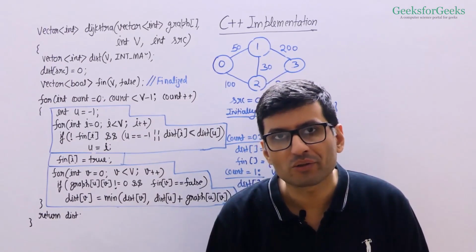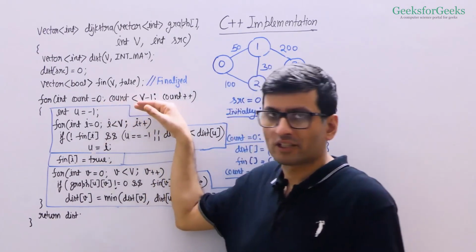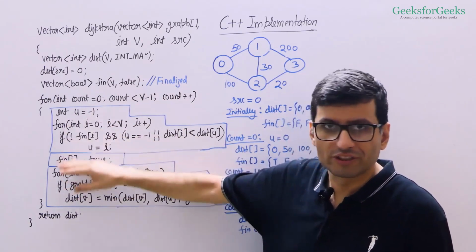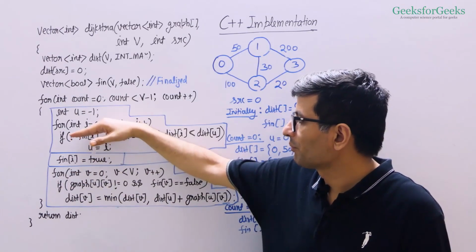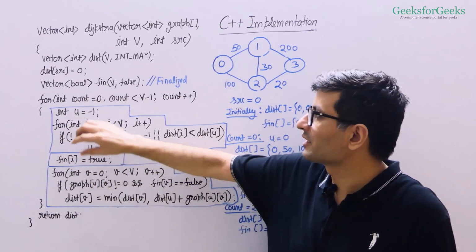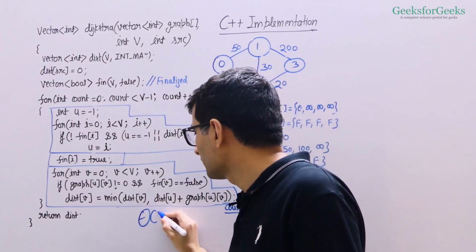Let us now talk about time complexity of this implementation. We have an outer loop that runs theta V times, and inside this outer loop we have 2 consecutive loops, and these loops both run theta V times. So we are together doing theta V work, and this is done in a theta V loop. So overall time complexity is theta V square.